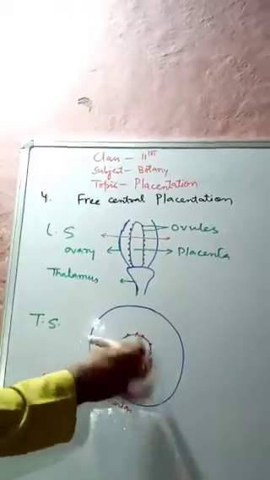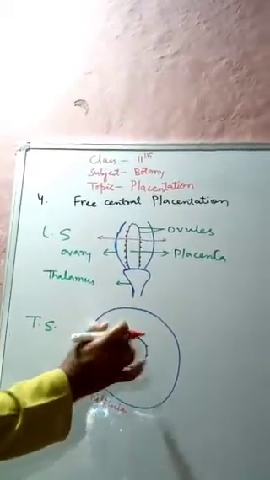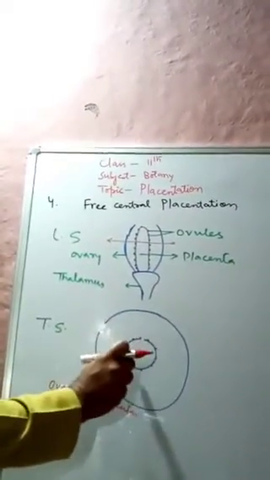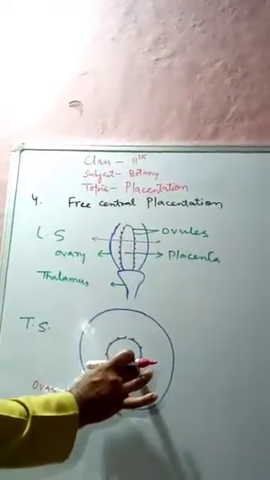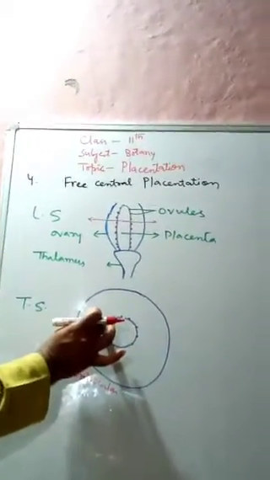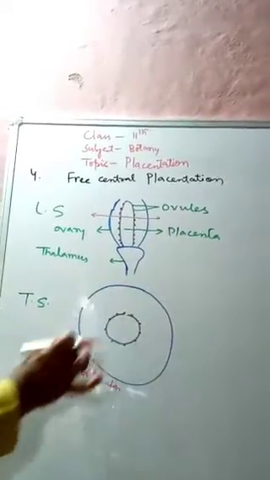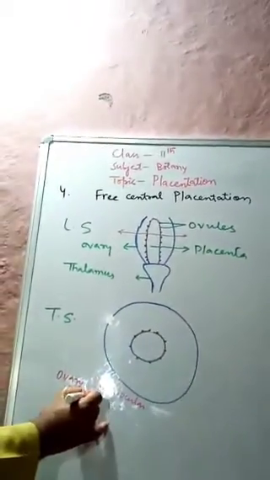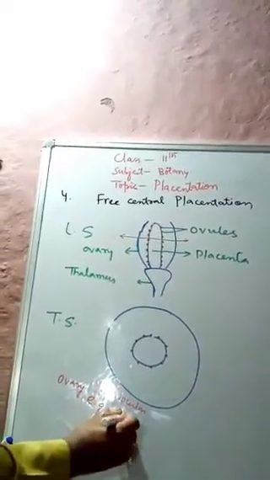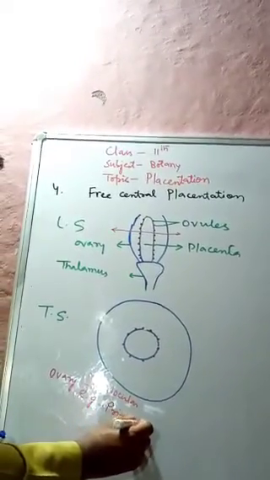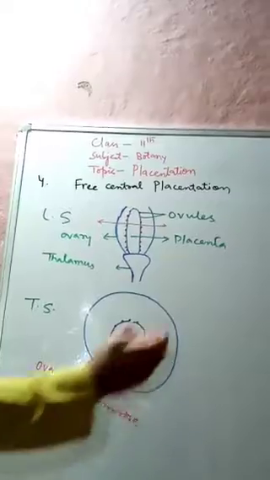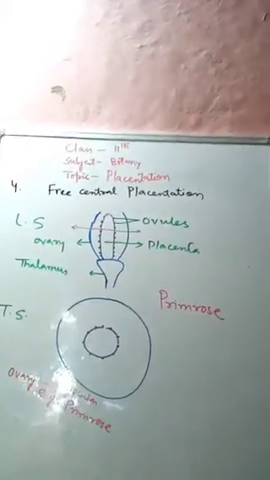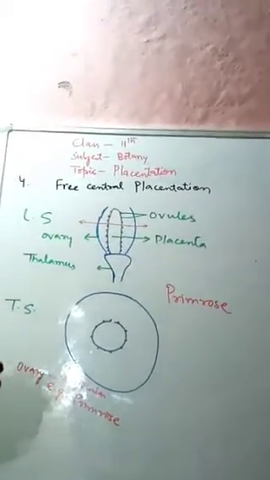If we cut this section, the placenta is in the center, and on it are arranged dot-like structures. These are the ovules, and these ovules then develop into the seeds. In this case the ovary is unilocular. If we give an example, it is primrose. This is the example of free central placentation.